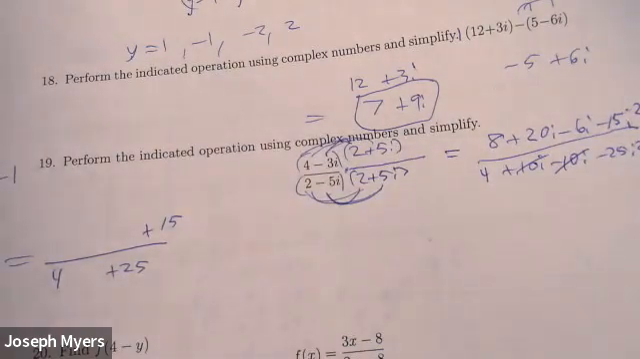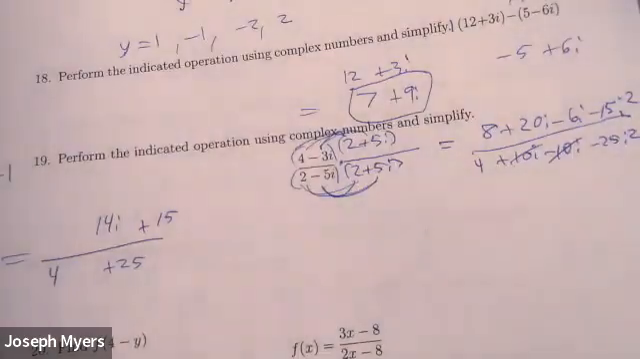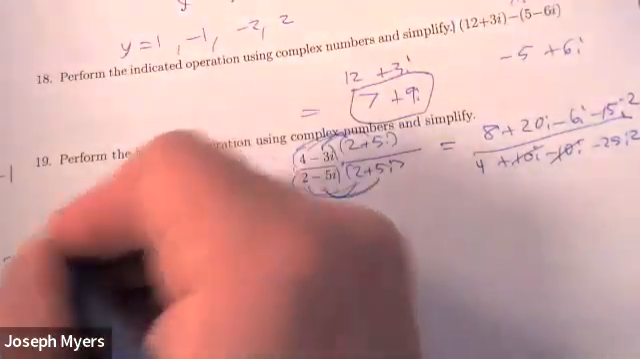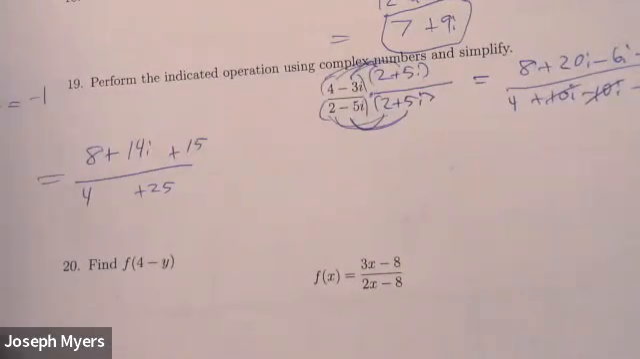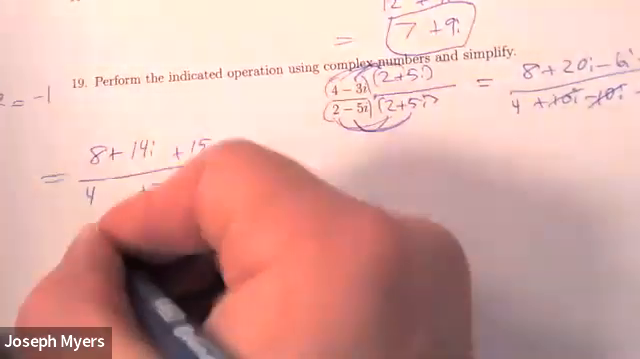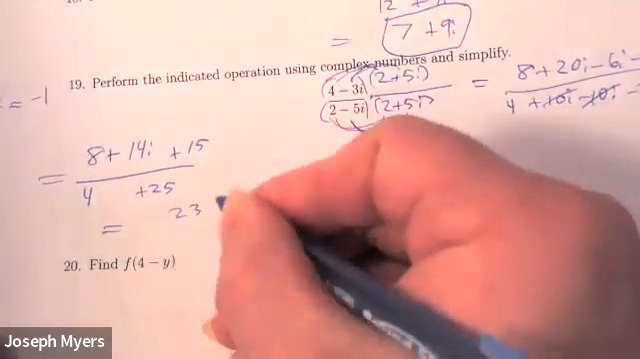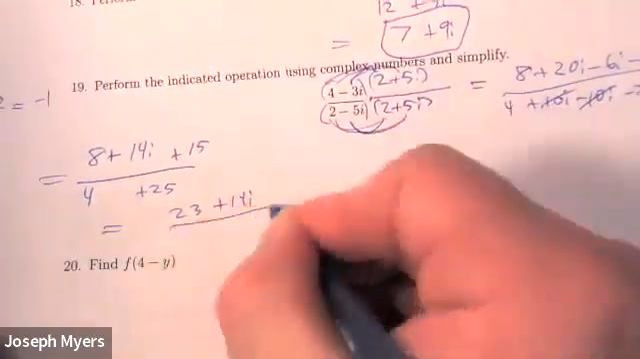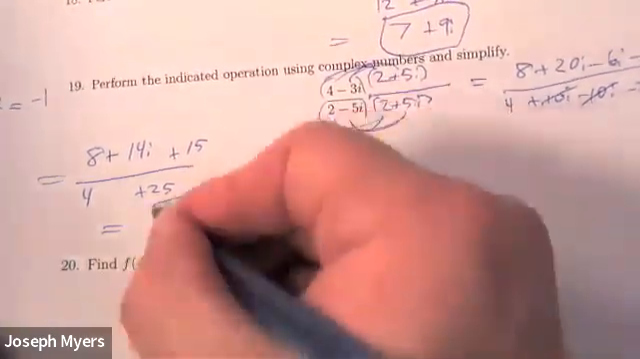What is 20i take away 6i? 14i, right? So 14i. And then 8 goes in front of that. 8 plus 14i. Now combine together a little bit more. So what is 8 plus 15? Is it 100? 23. Correct. 23 plus 14i over what? 29. Right. So that's amazing.